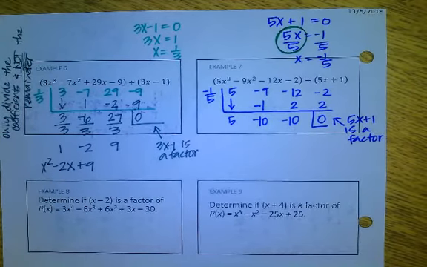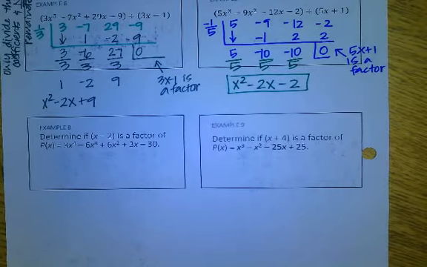Questions on example 7? I'm sure you guys have already done them, but if you have not already, you're going to do 8 and 9. What are you looking for? If it's a factor, and you're going to determine that by looking for a remainder of 0. So do those real quick. It's going to take you probably about a minute or two if you haven't already done them.